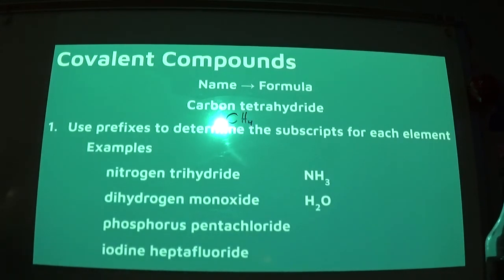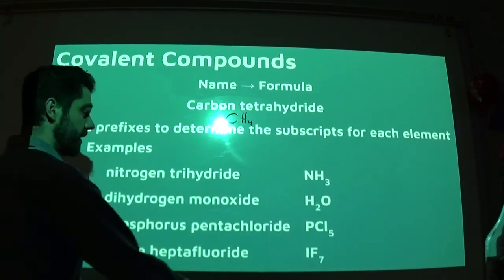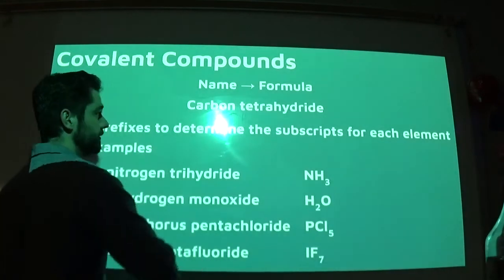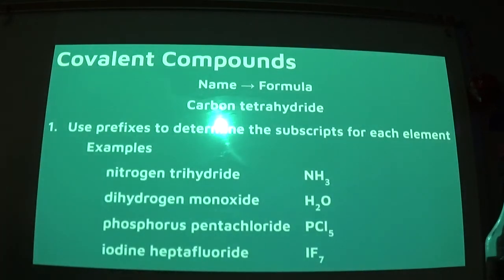Okay, phosphorus pentachloride, PCl5. How many fluorides are in hepta? I have 7. There you go. Notice all of them are non-metal, right? So it's a pretty common pattern for covalent compounds, non-metal bonded to a non-metal. Okay, last thing.